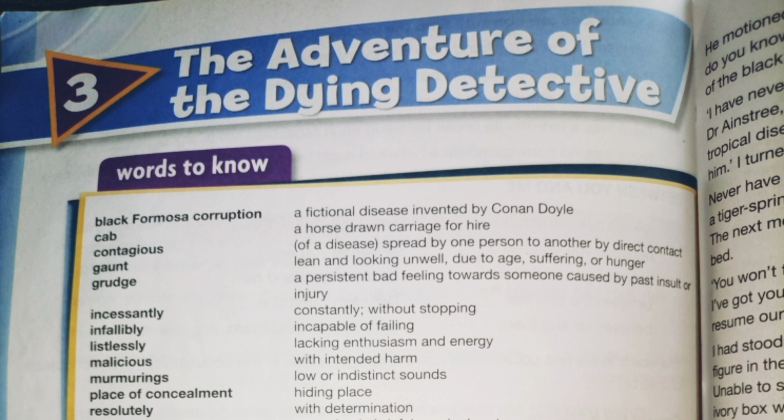Next word is grudge. Grudge basically means a persistent bad feeling towards someone which was caused by some past injury or insult. When you feel bad or angry towards someone because of any past insult or something, this is grudge. Next is incessantly. Incessantly basically means constantly without stopping. Next word is infallibly, which is incapable of failing, or you can say not making mistakes. Next word, listlessly, which basically means lacking enthusiasm and energy. Next word is malicious.